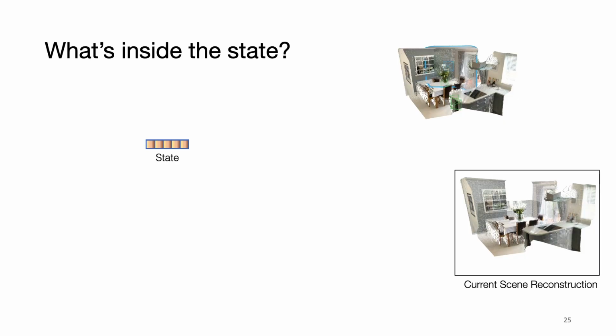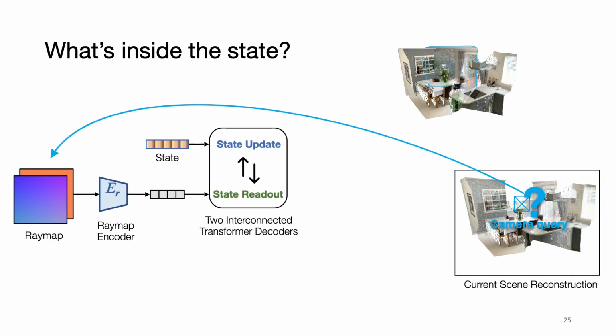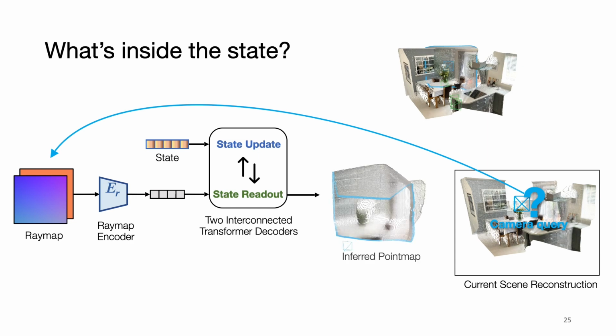So what will happen is that we will first turn the camera parameter into a dense raymap representation, which is just a 6-channel image that encodes the ray origins and the ray directions. And then we use a different raymap encoder to encode the information of the raymap. Then we use the same architecture that I just introduced to read out information from the state. So basically, everything after the encoder is shared for both the images and the raymap. And this allows us to get a point map for the query camera, which represents what the model thinks could have been there for the query viewpoint.